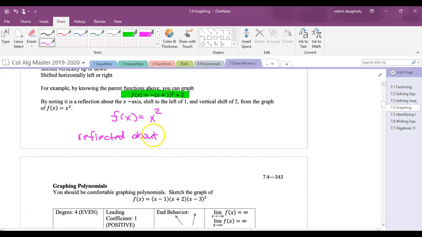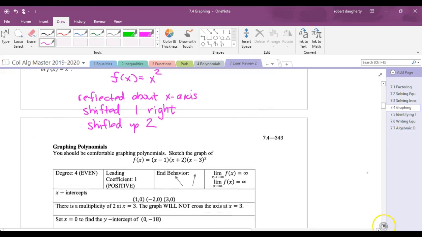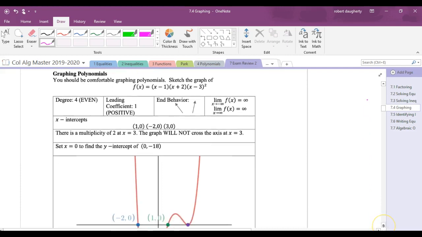about the x-axis, okay? And I know that that +1 inside the parentheses means that this has been shifted 1 to the right. And then that +2 on the end means that this has been shifted up 2 units, okay? So that's a transformation. So you'll need to know that sort of by looking algebraically and by looking at the graph, okay?